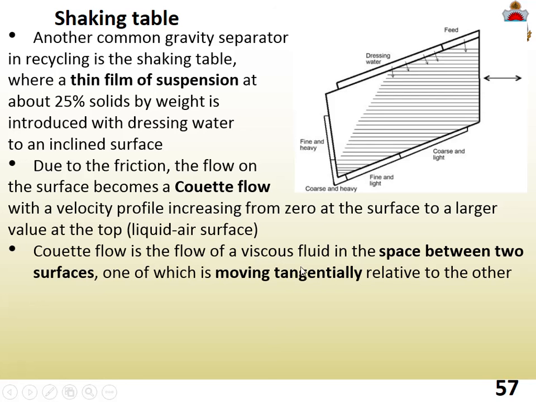So Couette flow is the flow of viscous fluid in the space between two surfaces. So actually in this case there are not two surfaces strictly speaking. One is the table surface, and the other we can just consider a layer of air. So in between this table and layer of air is this thin layer of fluid, or mostly water. So this layer of water will have a Couette flow which will have a distribution of velocities from 0 at one end and largest velocity at the other end.